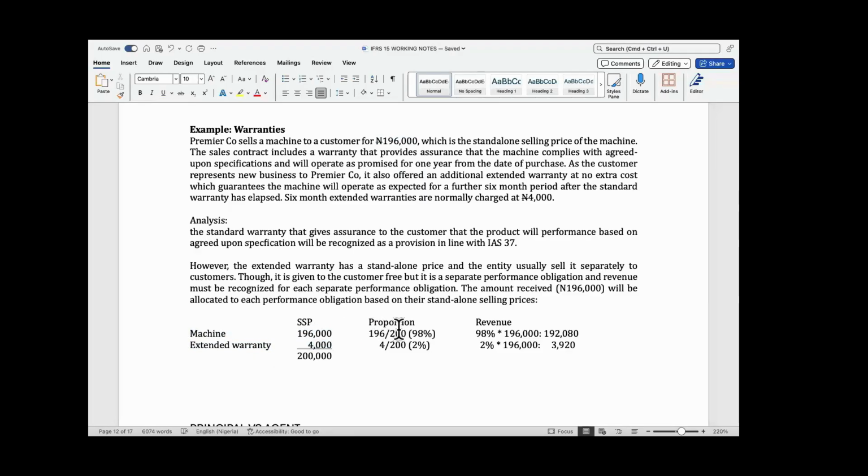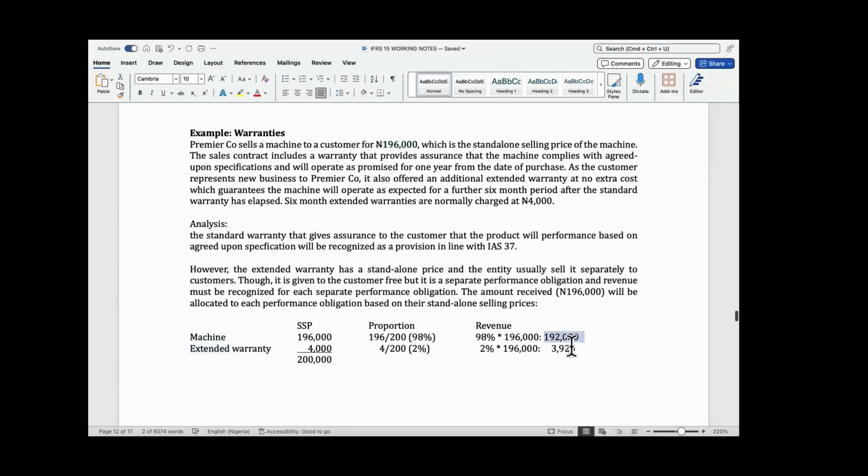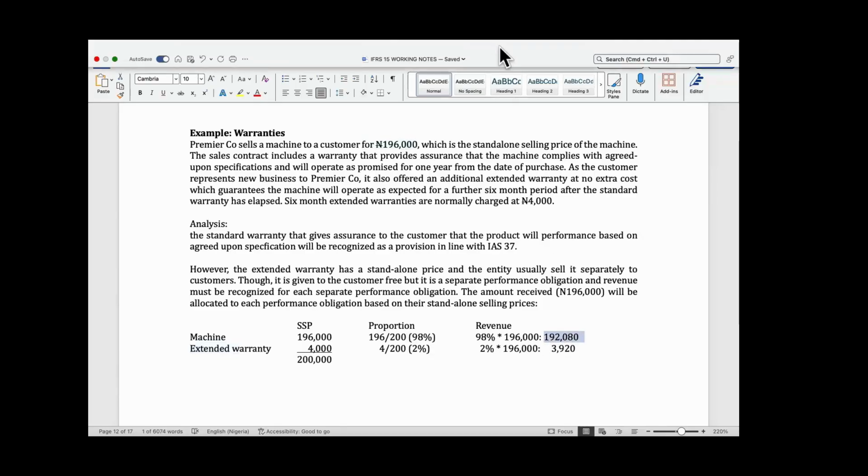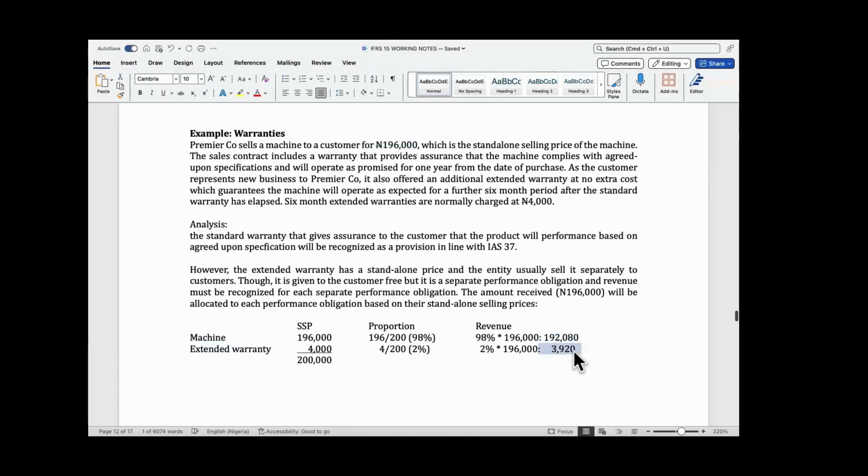So we then do a proportion. As you can see, 196 divided by 200, 4 divided by 200. On the basis of this proportion is how we share the money received to each of the separate performance obligations. So the revenue recognized for the machine is 192,080, and the one we recognize for the extended warranty is 3,920, based on their standalone selling prices. That's what we recognize for each of them. That's how it works. We had looked at it before anyway, for those that were aware.